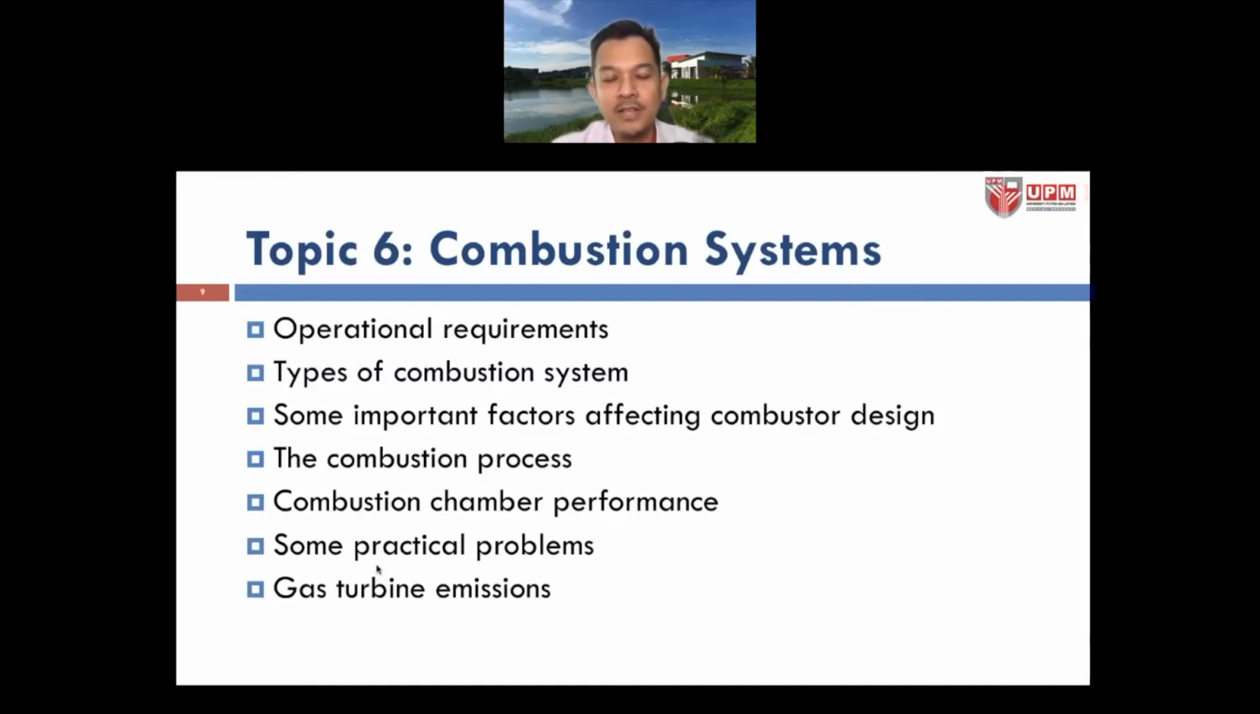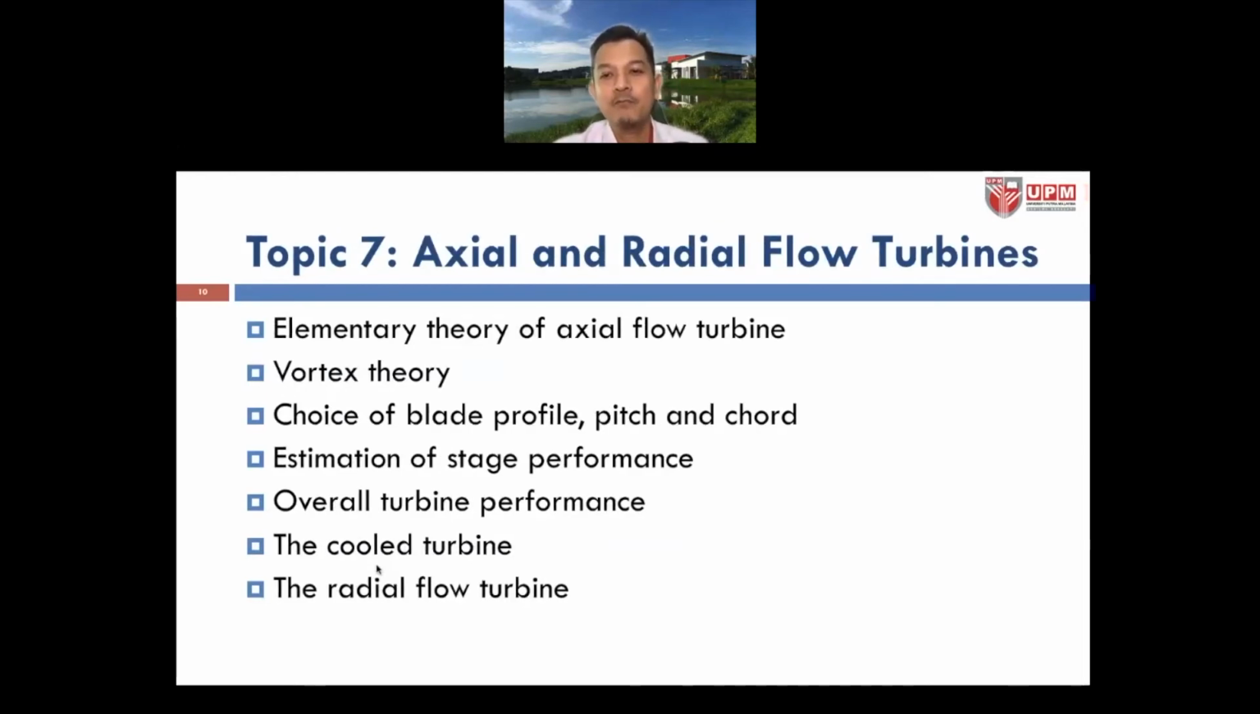So it is just a continuation of what you learned in the propulsion subject. This is a continuation where we look at the aspect of design, rather than just at the surface. That is topic number 6. Okay, number 7, we will look into the flow turbine, axial and radial flow. Okay, there are 2 types of turbine.